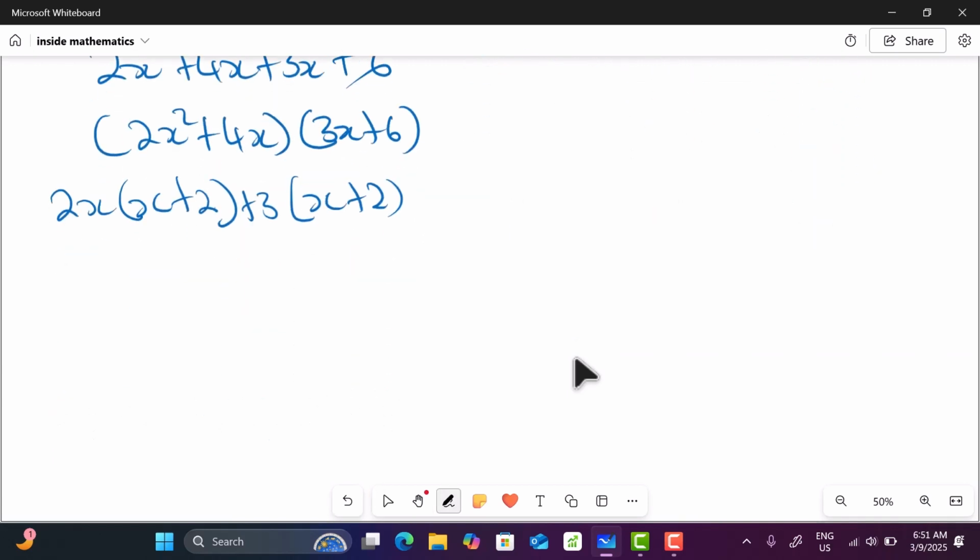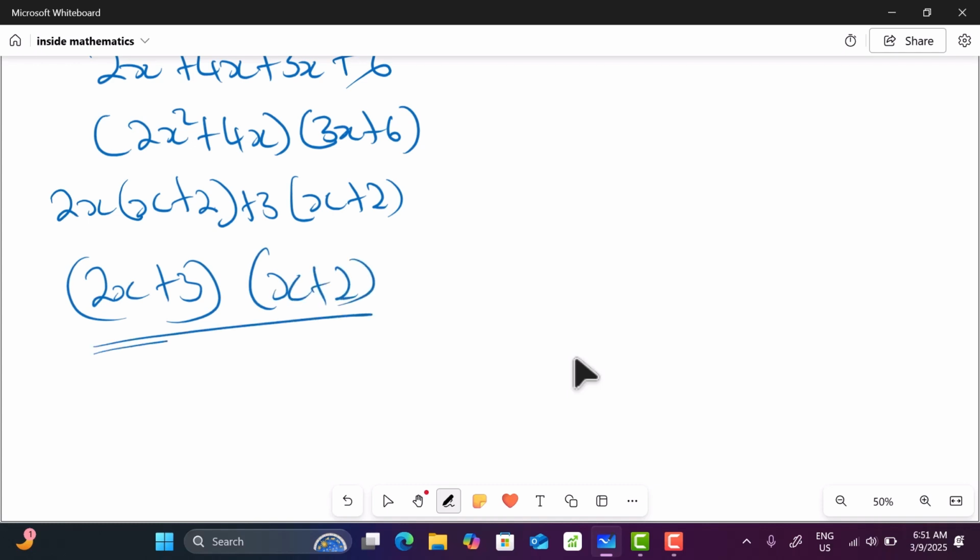So we have two perfect brackets here. Take x plus 3, then x plus 2. This will be our solution by splitting the middle term.